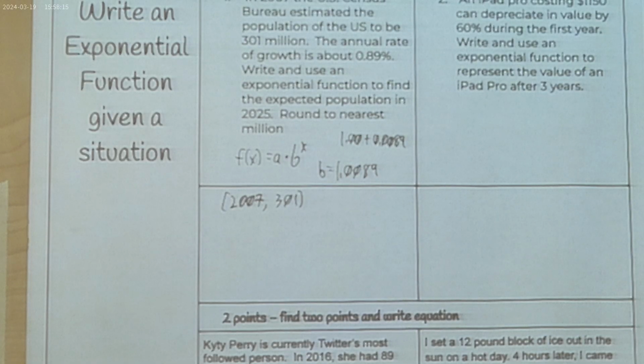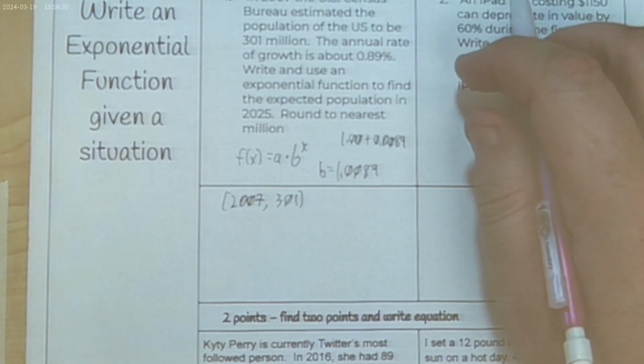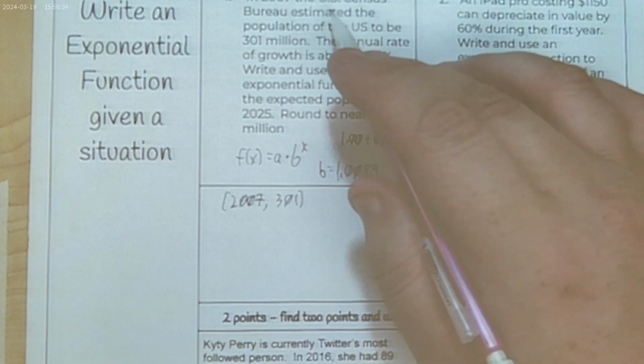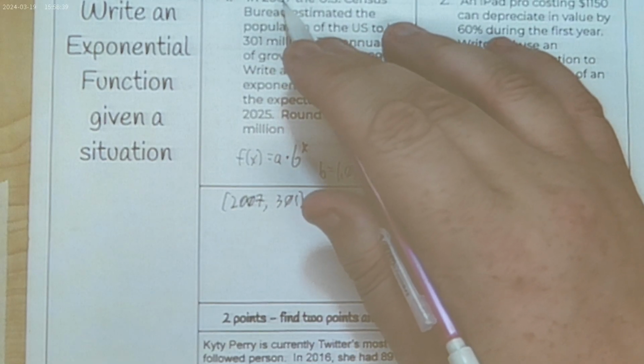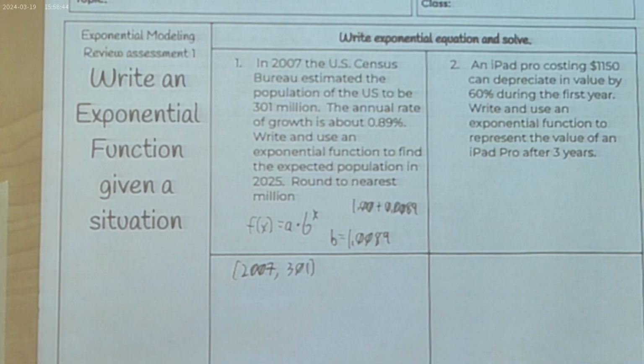So anytime you're dealing with any dimension of time, whether it's years, months, days, what have you, if you have something like 2007, set that equal to 0. If you're starting out in 2007, so in 2007, the U.S. Census estimated population in the U.S. to be 301 million. So what was it in 2006? No one knows, no one cares. No data exists. Nothing happened before 2007.